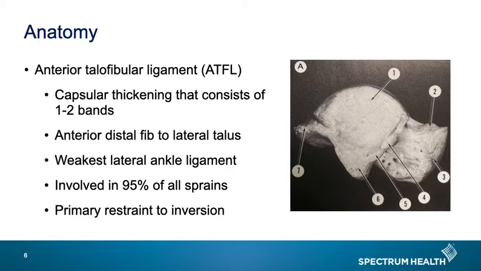This is the weakest of the three ankle ligaments, and it is involved in almost all of these ankle sprains. And so whenever you're seeing a patient with an unstable ankle or an injury, it's generally going to be this ligament plus or minus others, and it is the primary restraint of inversion, but especially with a plantar flexed foot.